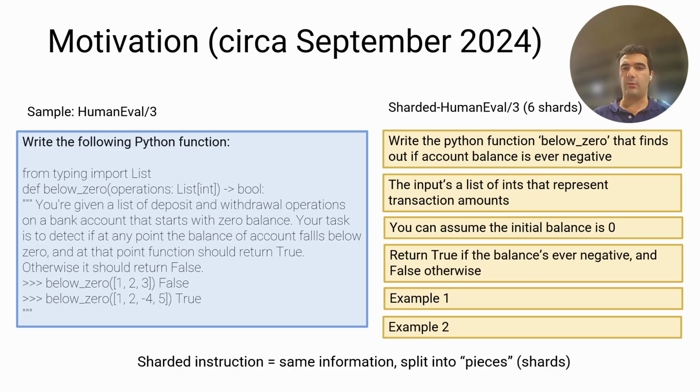The shards here, there are 6 of them, and they each reveal smaller amounts of information. For instance, the first shard says, I want you to write a Python function. It's called this, and it needs to find out, the main logic, if accounts are ever negative. Then the second shard is like, by the way, the input is a list of ints that represent transaction amounts. And then the third is, oh, by the way, you can assume that the initial balance is 0. Then the fourth one specifies the output: you should return true if it's negative at some point or false otherwise. And then the examples are folded in as extra shards.